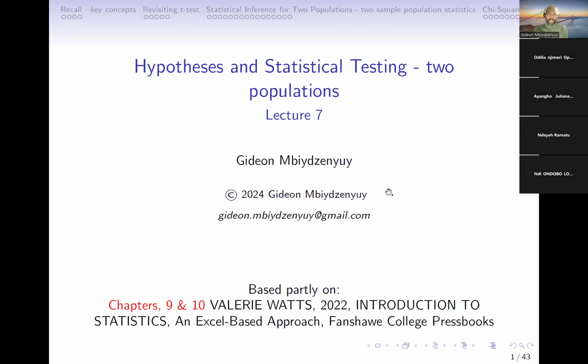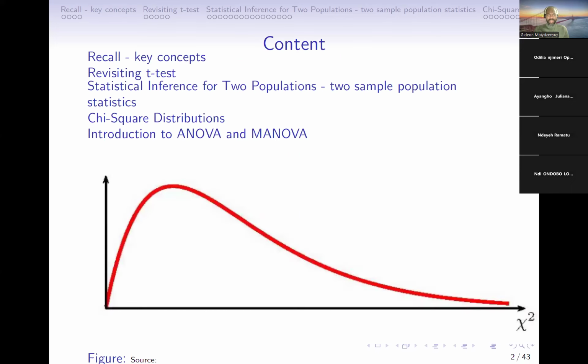Okay, so we had discussed hypothesis testing on multiple occasions for a single population. And in this lecture, we had tried to introduce what kind of statistics you use to test the hypothesis for two populations. And in that lecture, we went through key concepts. We're recalling that as well.